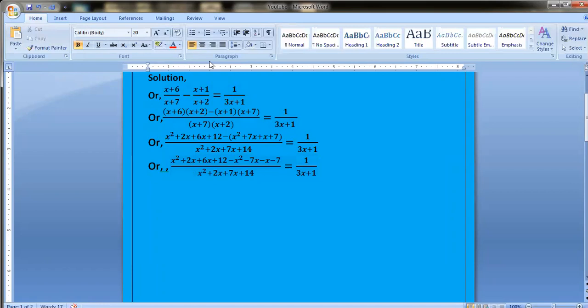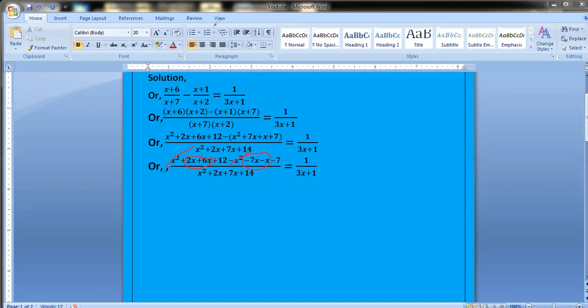This x square and that x square will be crossed out. Yes, and 7x and 2x will be 8x. 2x plus 6x would be 8x, and minus 7x minus x would also be 8x. So that 6x and 7x will also be crossed out. So the remaining terms we have to write.